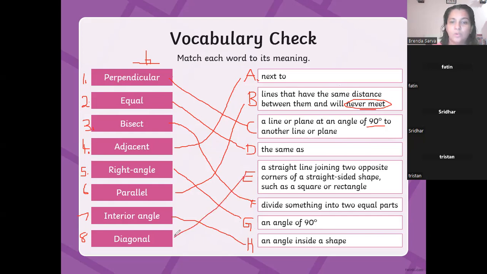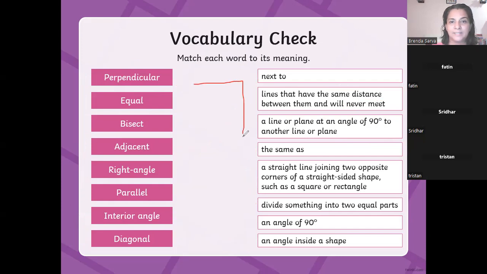And finally, diagonals. E. Now, how do you draw a diagonal? Let's say this is a square. If I draw a line like this, is this a diagonal? Tell me yes or no. No. Is this a diagonal?